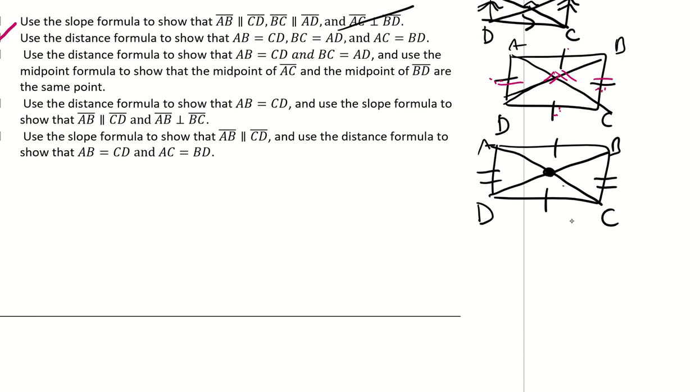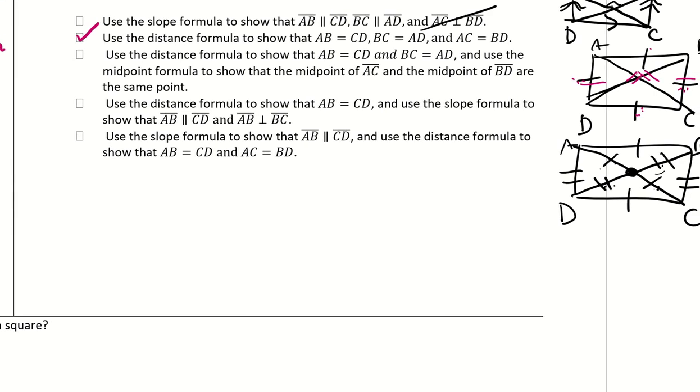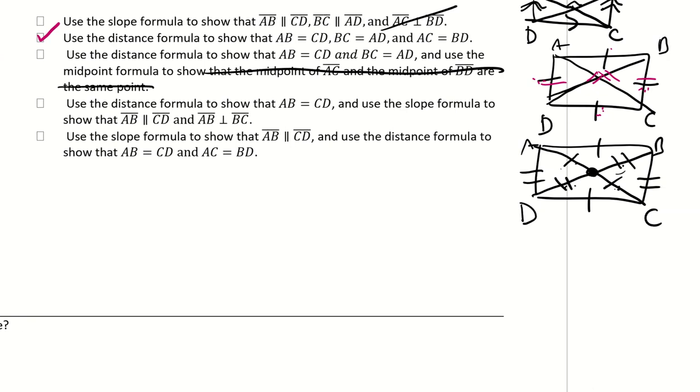Okay, so the midpoints being the same point only proves that the two diagonals are cut in half. But remember, in a rectangle, the diagonals are the same length. So you're not proving that it's a rectangle. You're just proving that it's a parallelogram. Okay, so I'm going to cross that out to show you that that's the incorrect statement there.